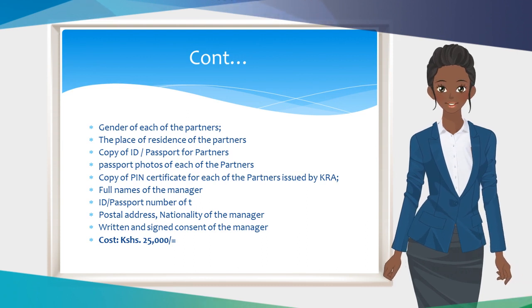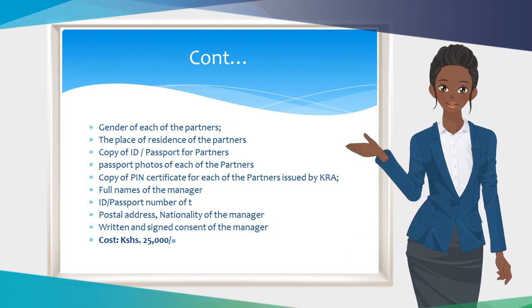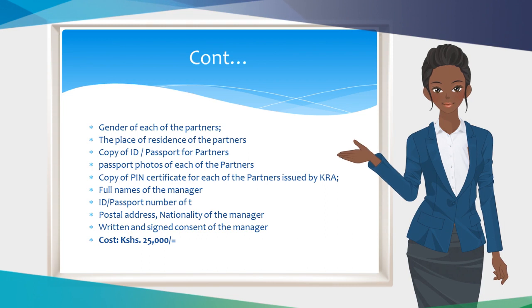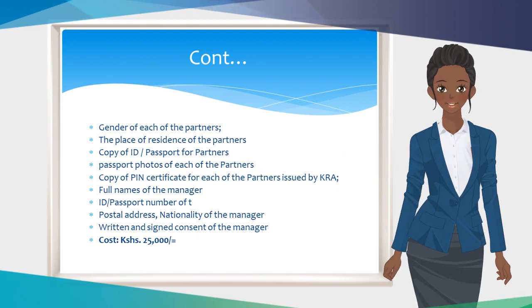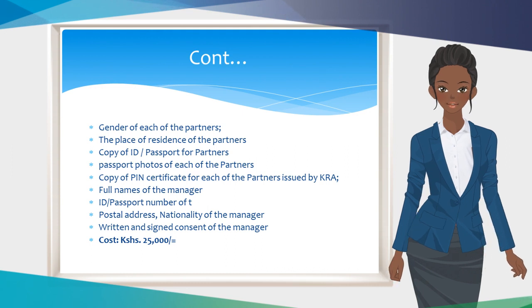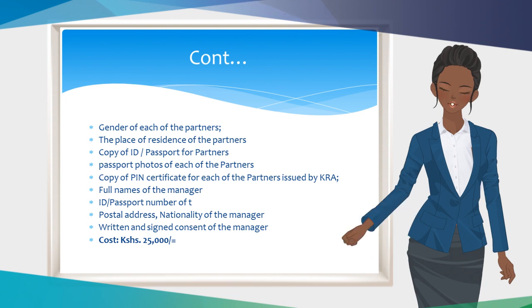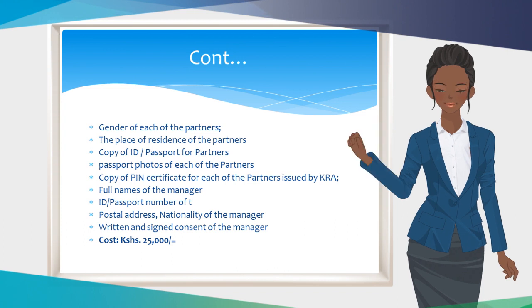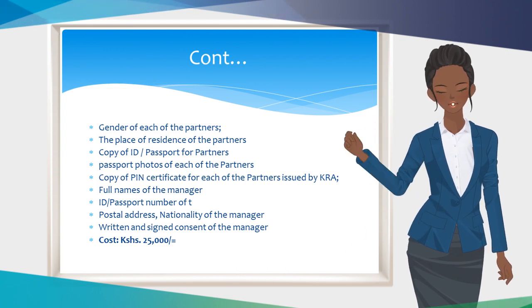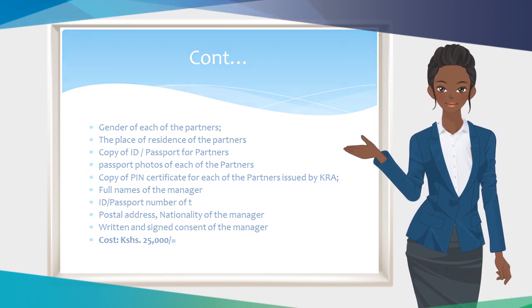copy of ID or passport for partners, passport photos of each of the partners, copy of PIN certificate for each of the partners issued by KRA, full names of the manager, ID or passport number, postal address, nationality of the manager, written and signed consent of the manager, and a cost of 25,000 Kenyan shillings.